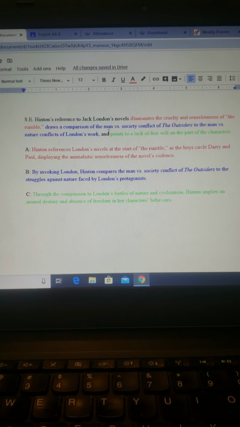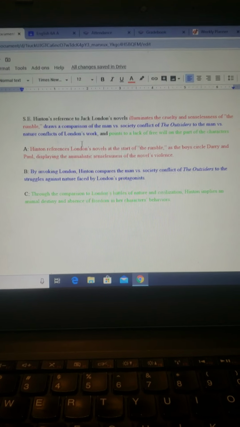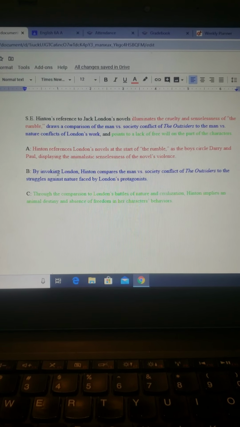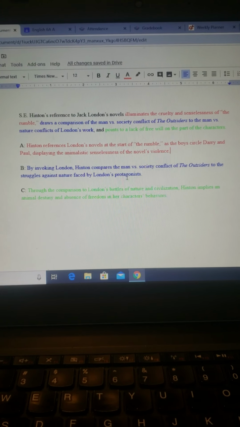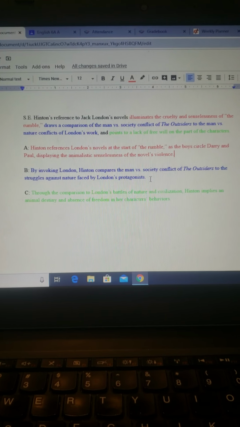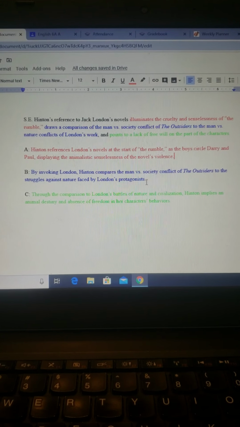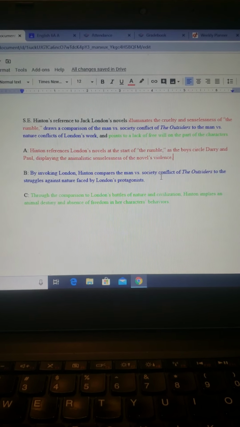All right, so point B. It draws a comparison of the man versus society conflict of the outsiders to the man versus nature conflicts of London's work. By invoking London, which means by calling his name, by referencing him, it's just a different word for reference, Hinton compares the man versus society conflict of the outsiders to the struggles against nature faced by London's protagonists. So I've expanded this a little bit to focus on the struggles that London's protagonists face and the main conflict of the outsiders, which I can apply to Ponyboy.